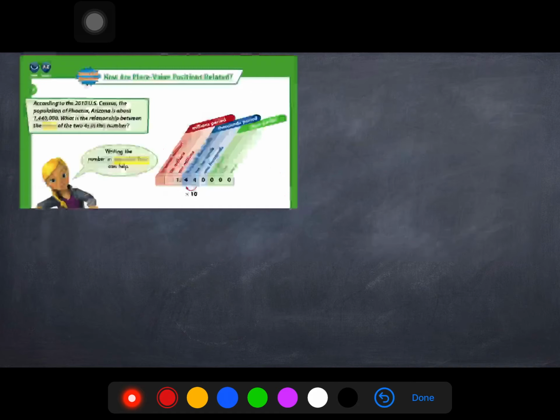According to the 2010 census, the population of Phoenix, Arizona is about 1,440,000.